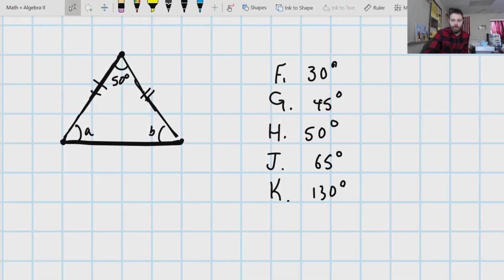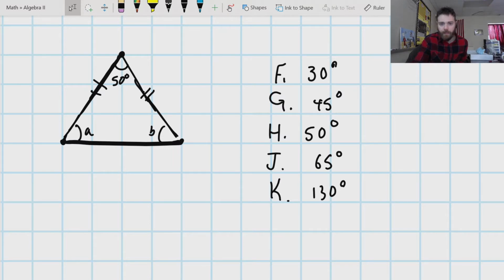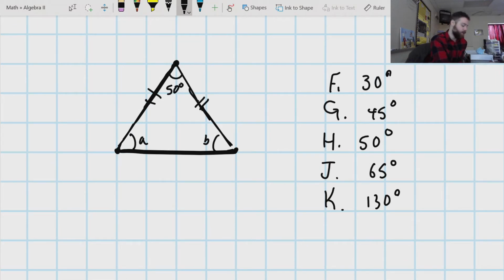Okay, so assuming we've done it, let's take a look at this triangle. What it means to be an isosceles triangle is that two sides are congruent, so these two sides match, and then the base angles are congruent. So right off the bat, if I label the bottom two angles A and B, I know that the measure of angle A is equal to the measure of angle B.